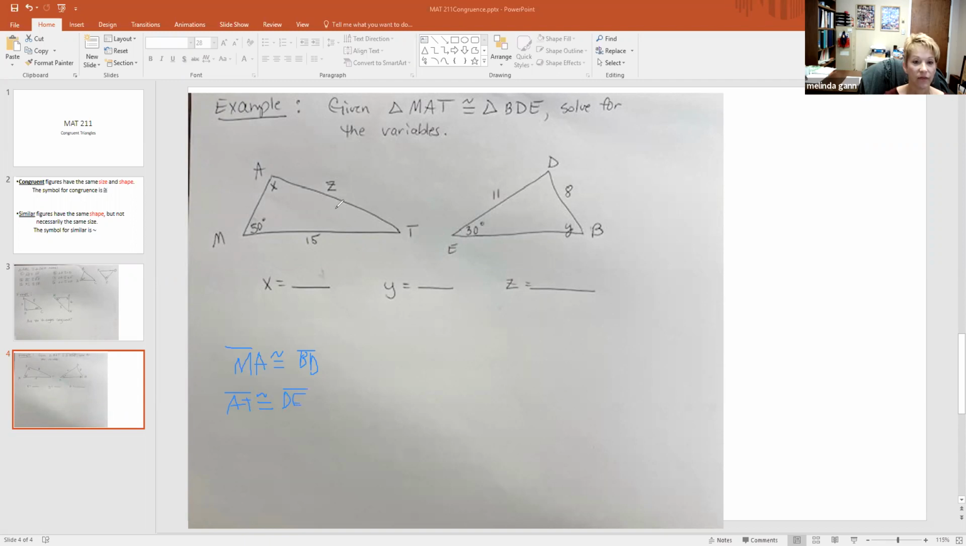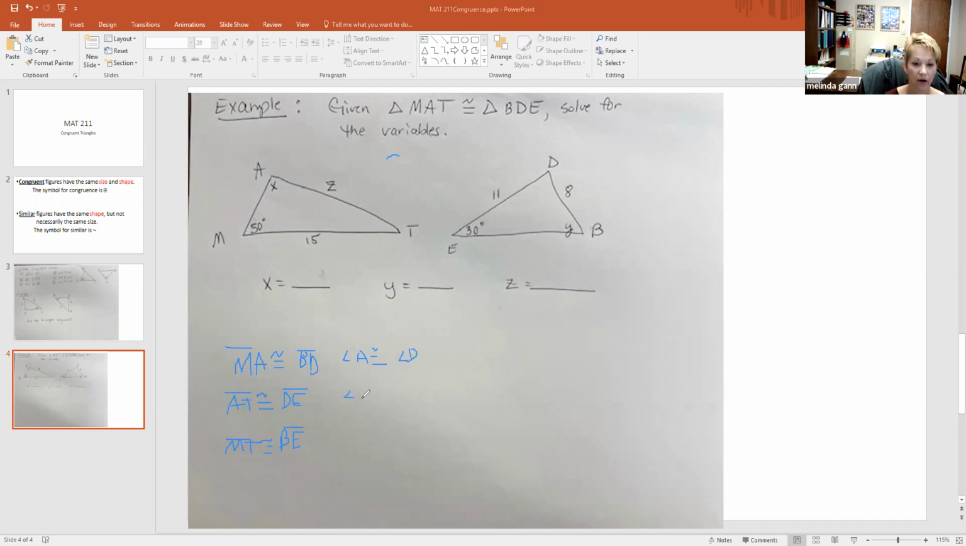And then in the last side, MT, so segment MT, would have to be congruent to the first and the last here, BE. All right, now what about your angles? Well, you would know that angle A has got to be congruent to which angle? Well, if A is in the middle, D is in the middle. All right, so it's got to go with angle D.